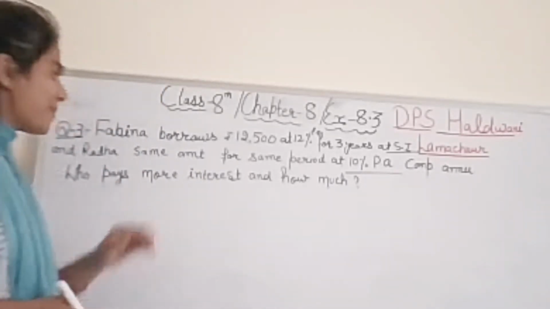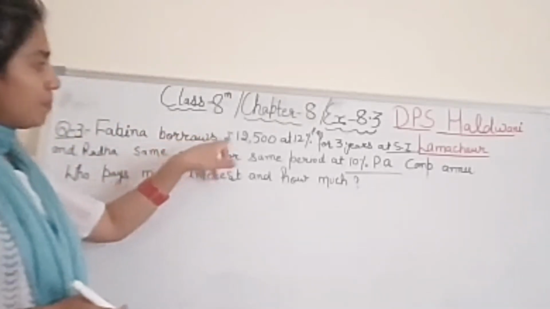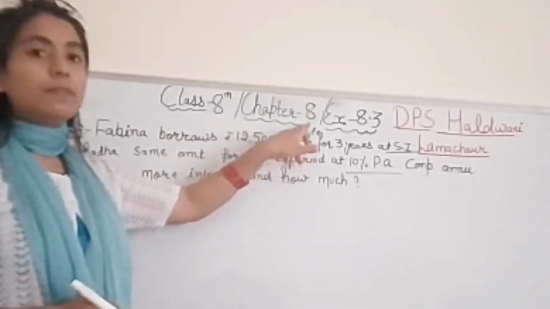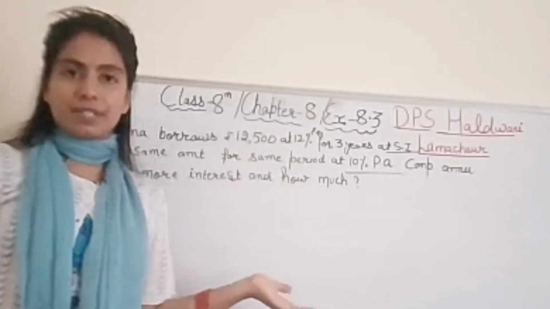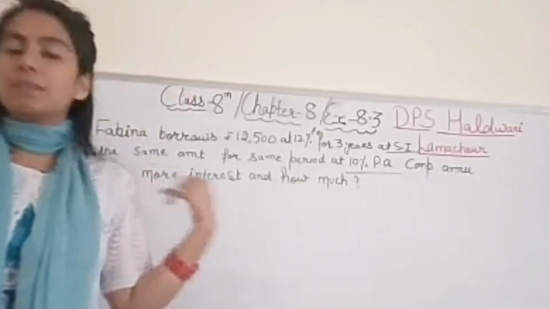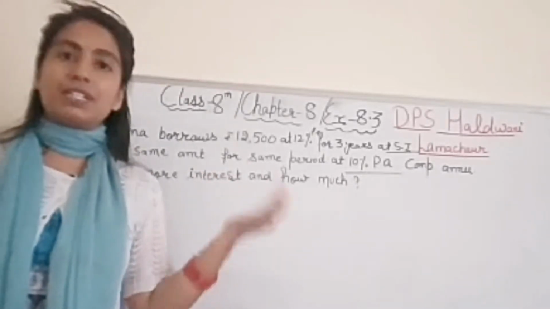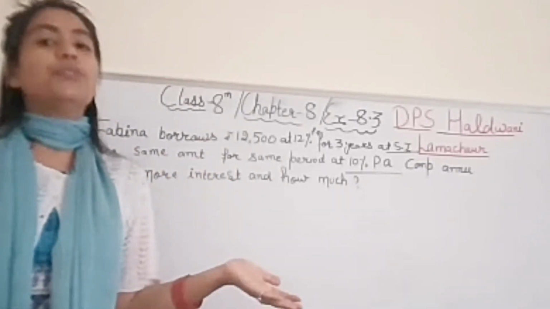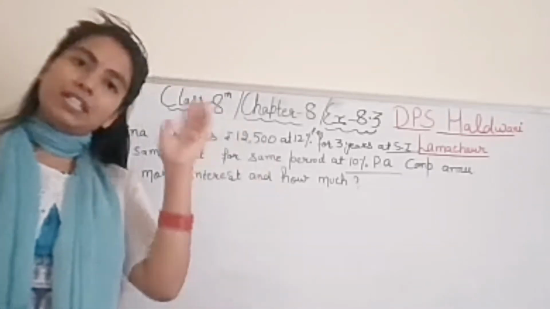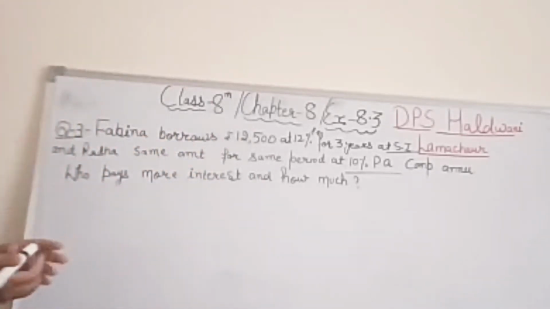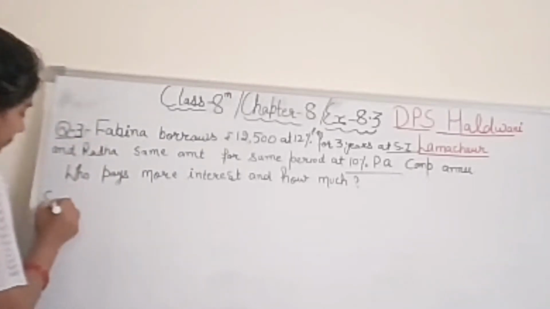So let's start. Fabina borrows this much rupees at 12% per annum for 3 years at simple interest. It means Fabina took this much rupees at simple interest, so you will take out the interest with the help of the simple interest formula, that is P into R into T upon 100. Right, students?